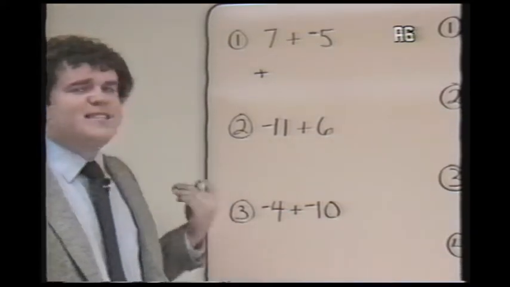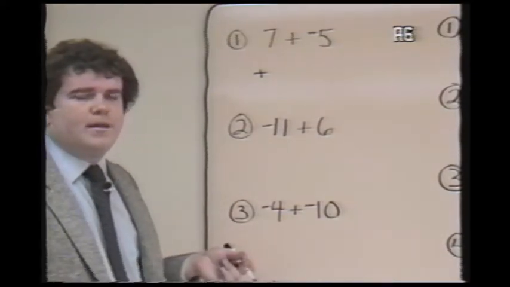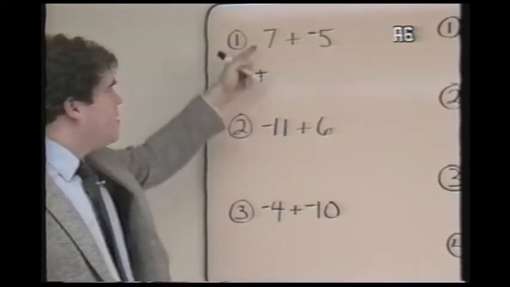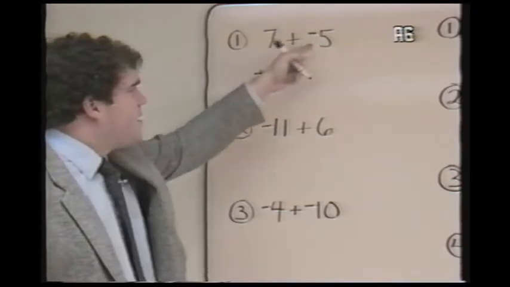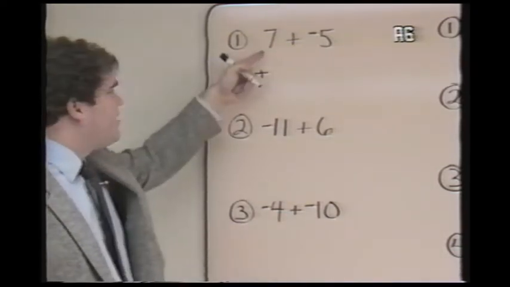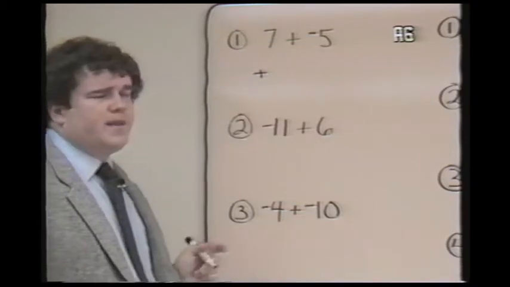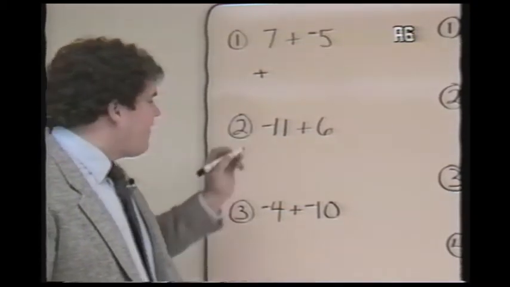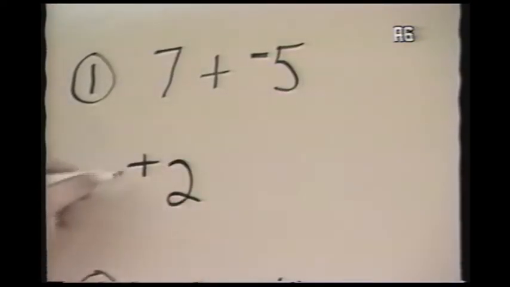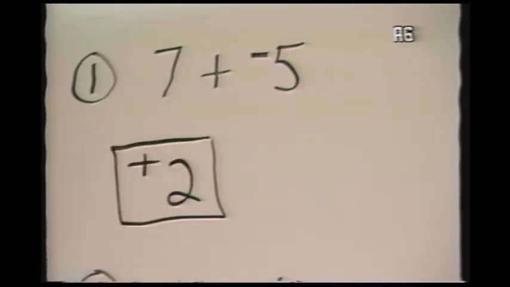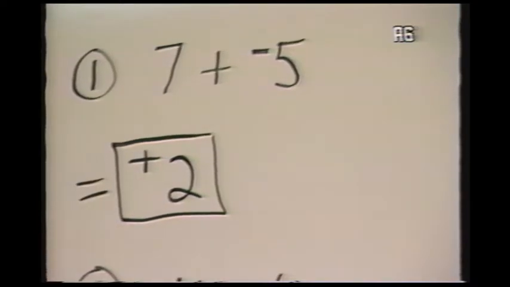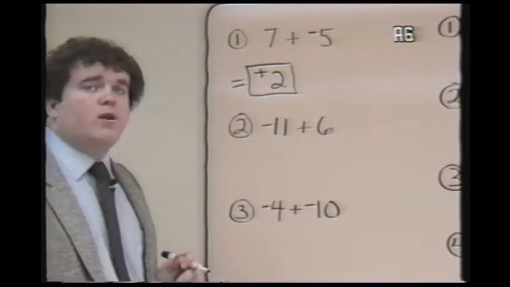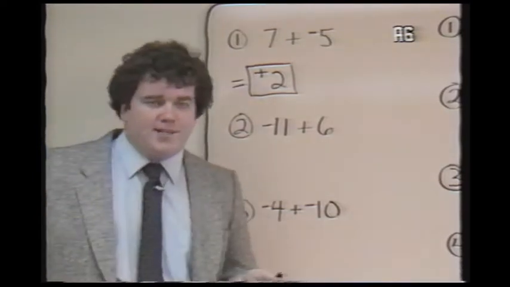Well, if the signs are the same, you add them. If the signs are different, you subtract them. Well, this 7 is the same as positive 7, so these signs are different. What I have to do is subtract the absolute values. 7 minus 5 is 2. So there it is. 7 plus negative 5 is equal to positive 2. Remember this 2-question process. It makes things a lot easier.